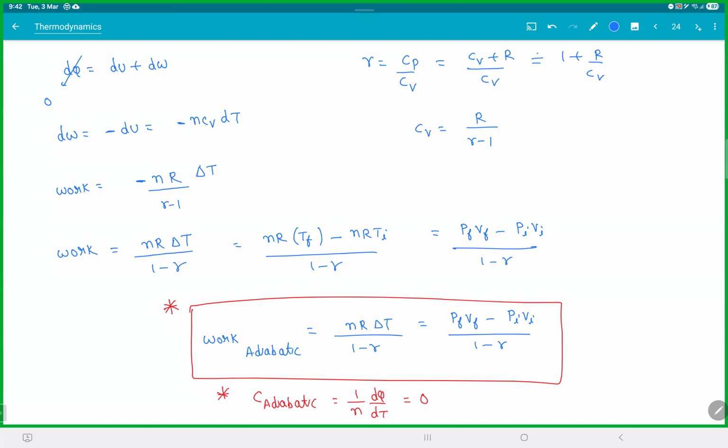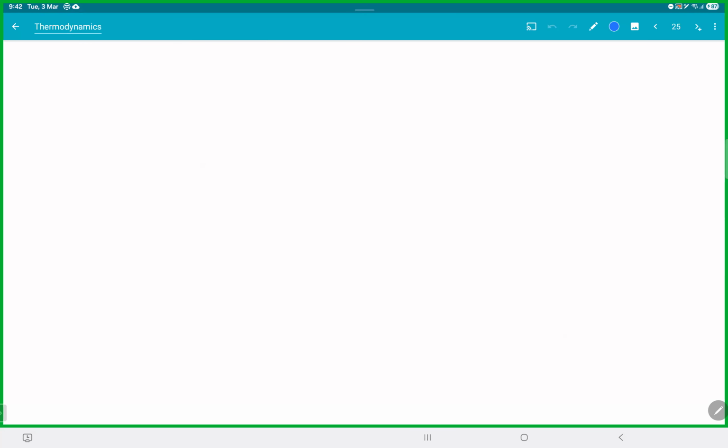Sure, let's go ahead. So we got PV to the power gamma is constant. Now, if you try to put this in a graph, it kind of looks like your isotherm only. So how do you differentiate between an adiabatic process and an isothermal process?